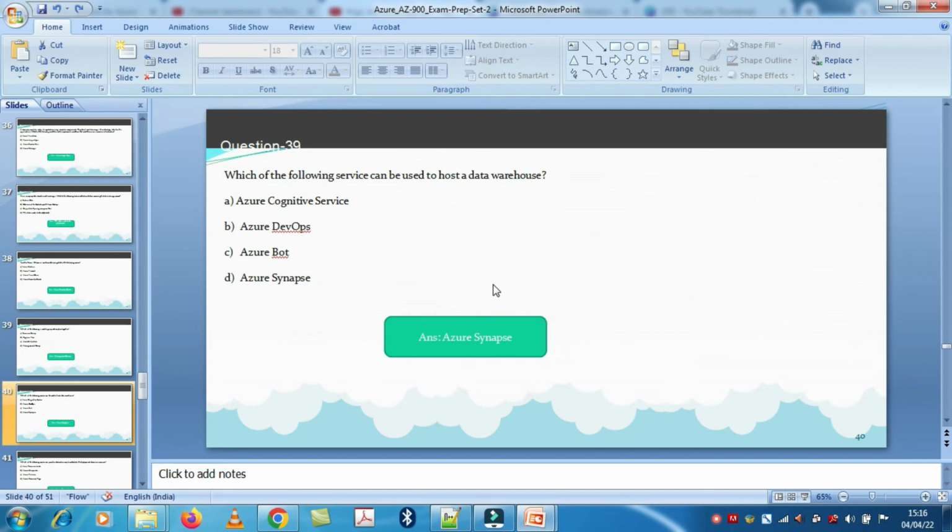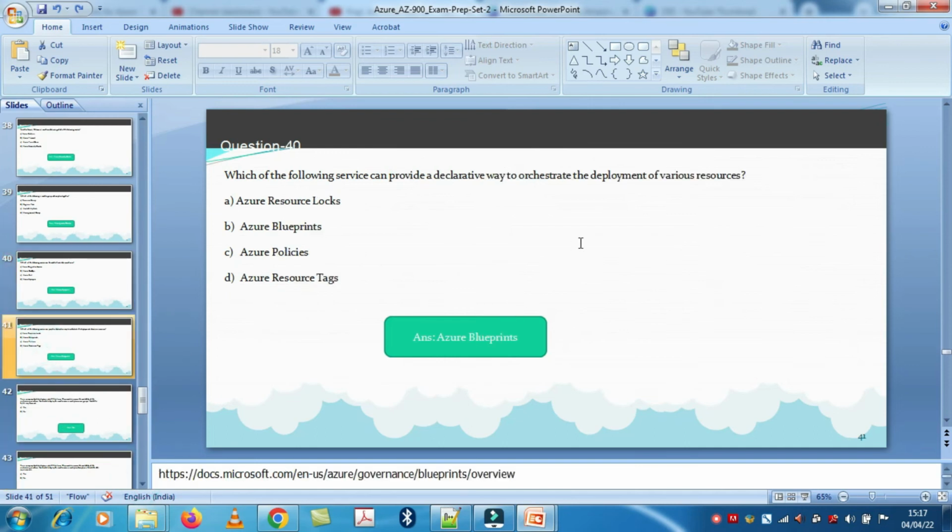See, Azure DevOps has nothing to do with this one. Azure Bot has nothing to do with this one. Azure Cognitive Service has nothing to do with this one. The answer is Azure Synapse. If you want to store something in petabytes, then you need something like Azure Synapse. So for a data warehouse, the answer is D.